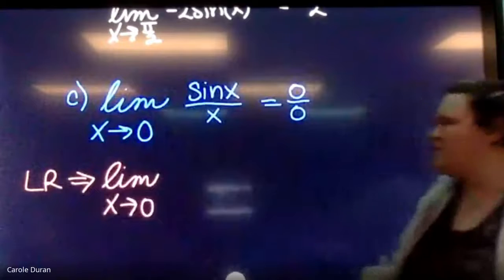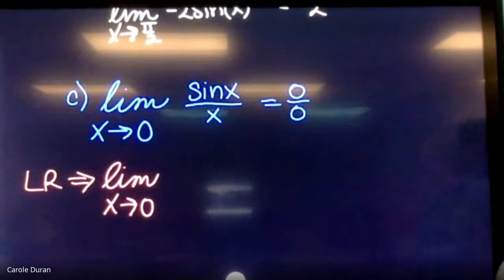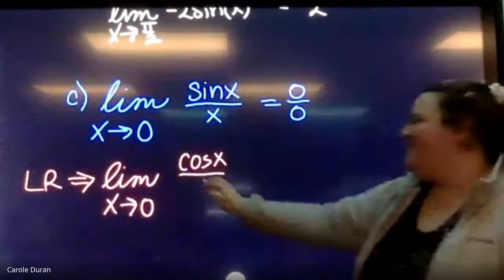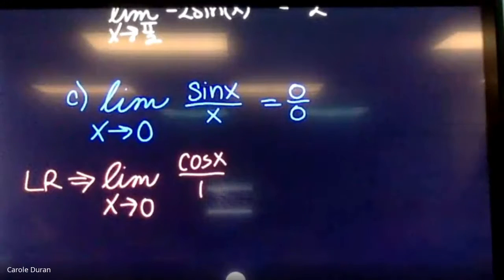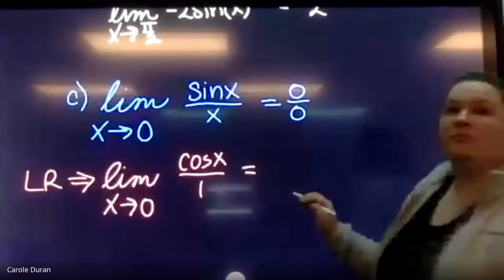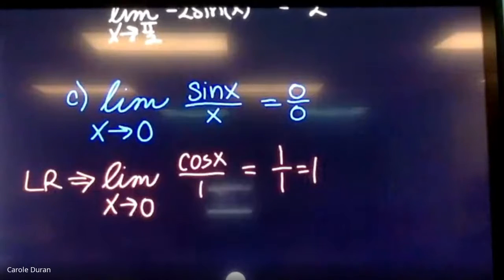What's the derivative of sine of x? Cosine. And then what is the derivative of x? It's a general rule: 1. My new function that I'm plugging 0 into is cosine of x over 1, or just cosine of x. So what happens when I plug 0 into that? We get 1 over 1, which is just 1. Cosine of 0 is 1.